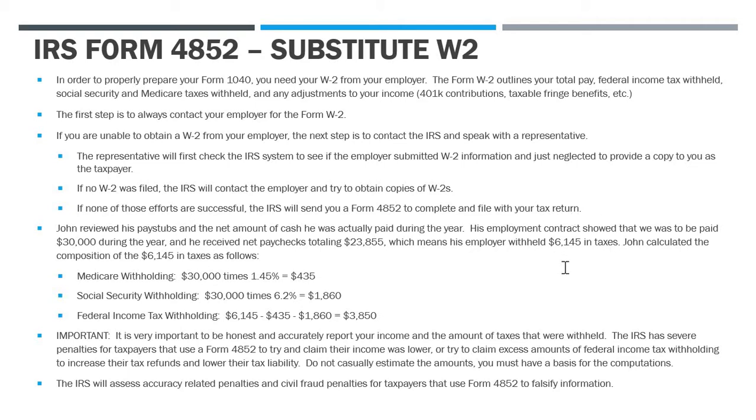There might be some withholdings if you have, let's say, a health insurance plan with your employer, and you have to pay out of pocket a portion of the premium. That might apply to your circumstances, but in this case, we're assuming that there's no other deduction coming out of John's pay. So he can quite comfortably compute that, okay, I was paid $30,000. The net checks I received were $23,855, which means my employer took out this much in tax. Now, how do I compute what the breakout is of that $6,145?